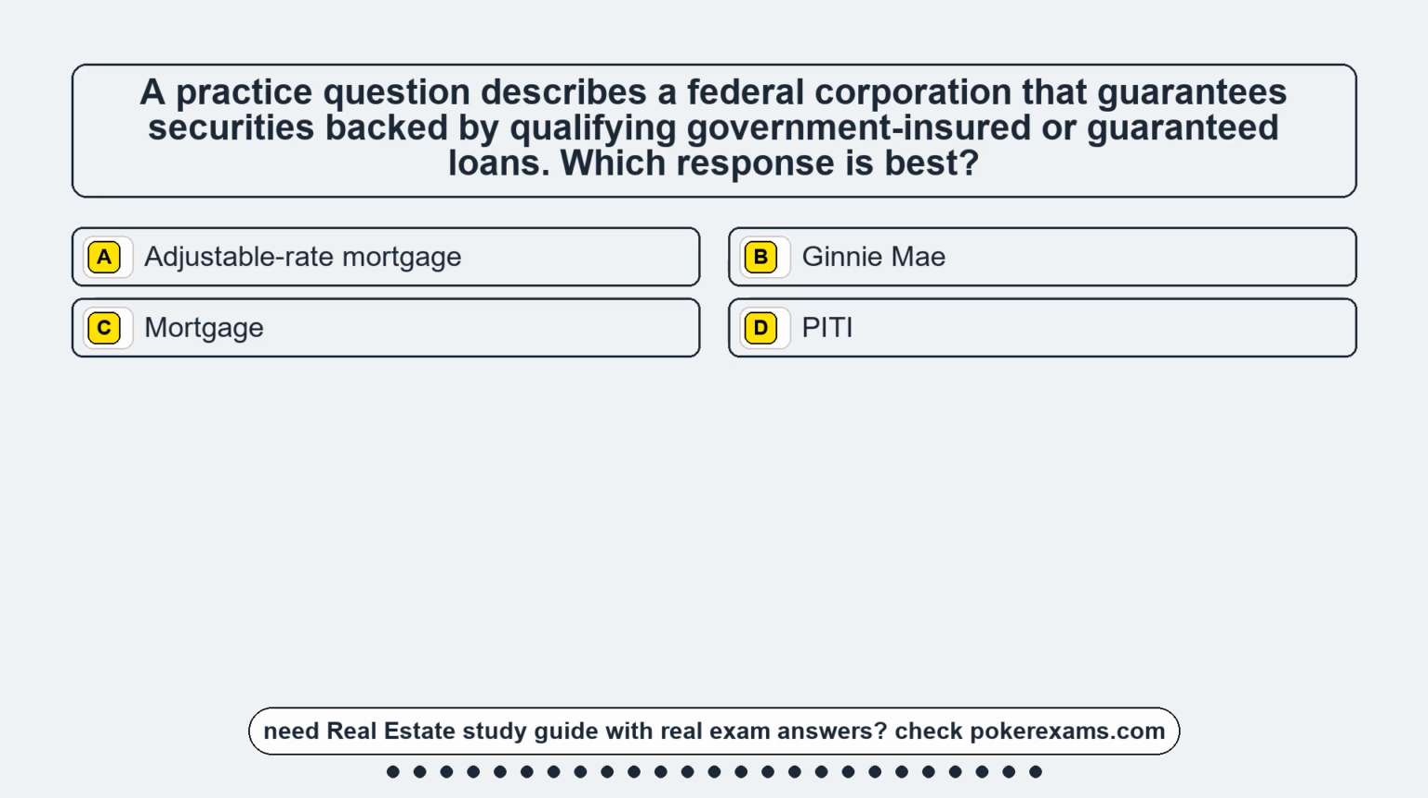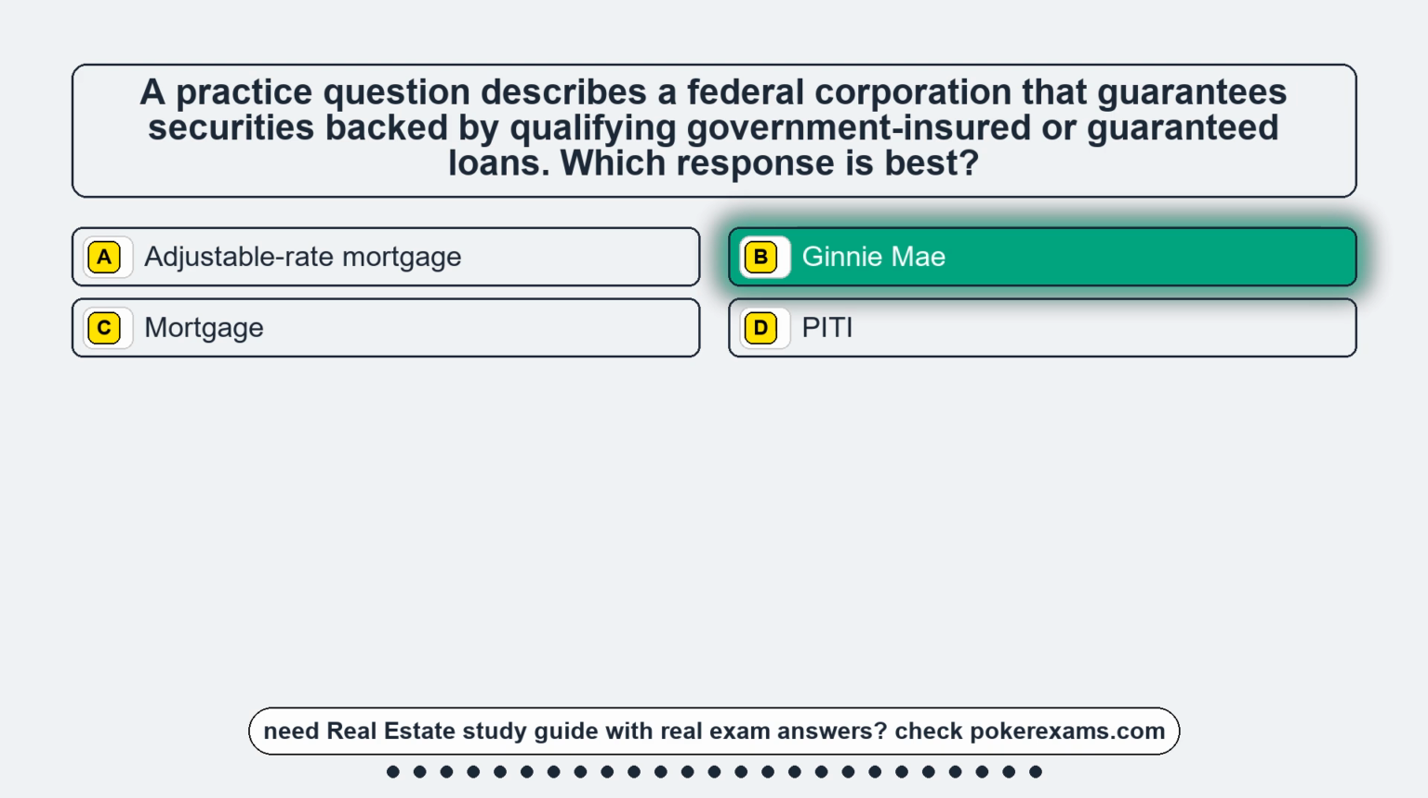Which response is best? Option A, adjustable-rate mortgage. Option B, the Ginnie Mae. Option C, mortgage. Option D, PITI. The correct answer is option B, Ginnie Mae.